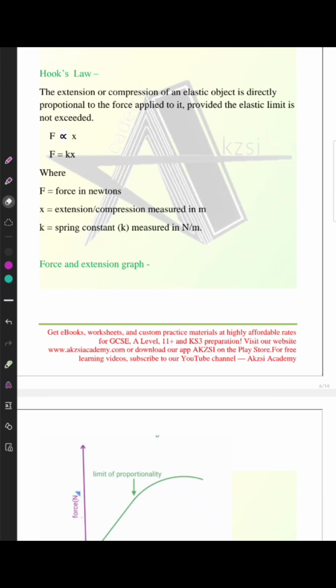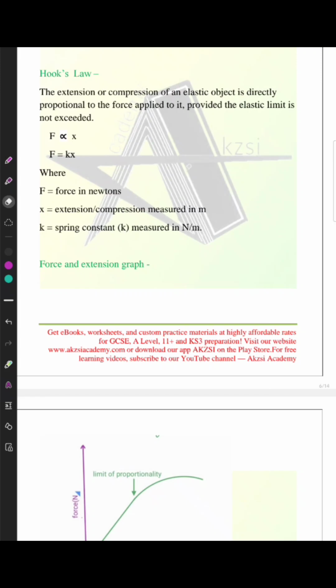I'll explain the elastic limit as well, but when we will be doing the graph. As of now, just understand Hooke's law, and just after it I'll be explaining the force extension diagram, and there I'll be explaining each and every term. Here, understand that extension is directly proportional to the force. When you keep on increasing the force, the extension also increases by the same proportion.